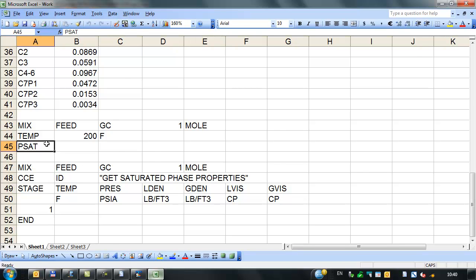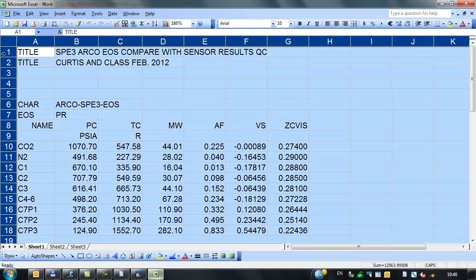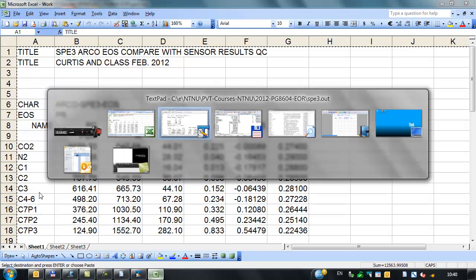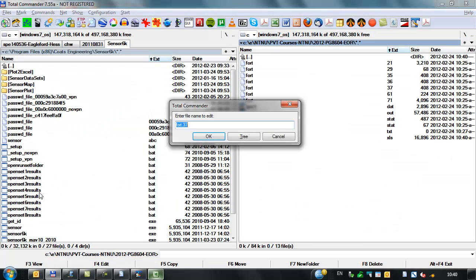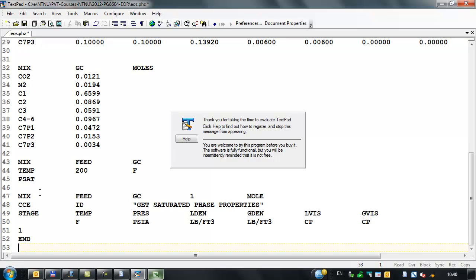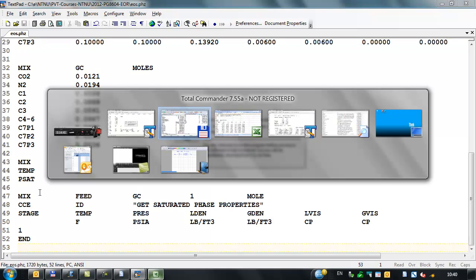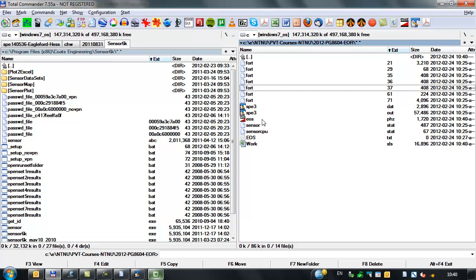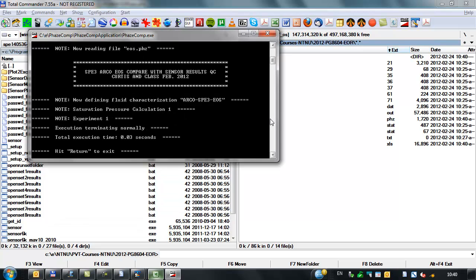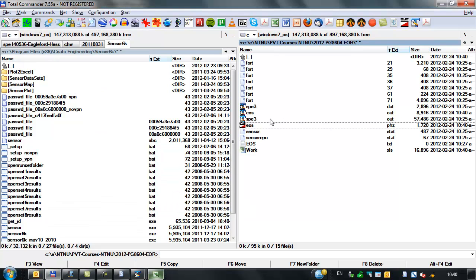I'll copy all this into a text file here. We'll call it US phase comp. Paste it in, save it, and run it. Hopefully we'll get something wrong. I don't have to do that. I can just double click on it. It'll run it. US out.